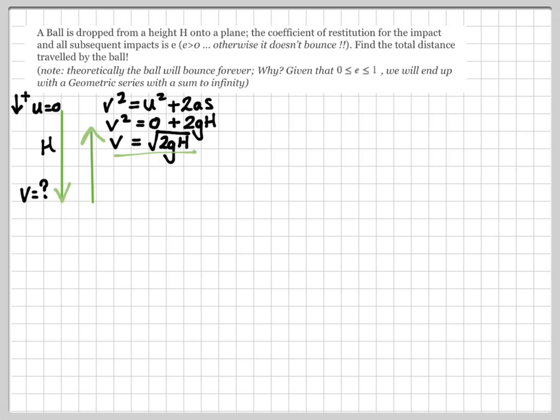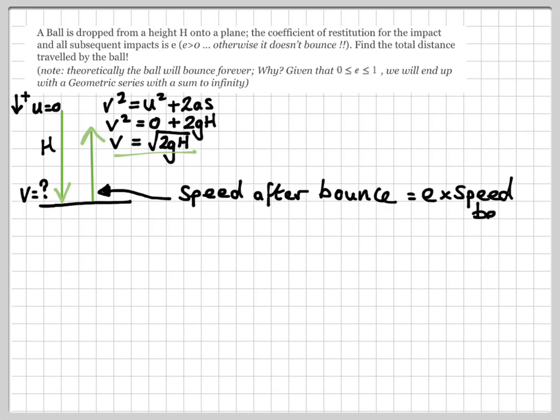Now for questions like this, I actually find it slightly easier to work with speeds because there's going to be changing directions throughout. So what I'm going to say is that the speed after the bounce will equal e times the speed before, and so in this particular case it'll be e times root 2gh.